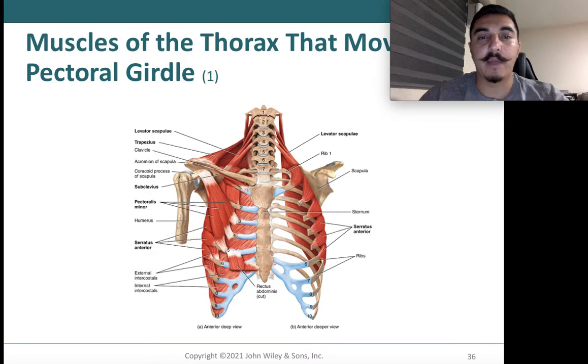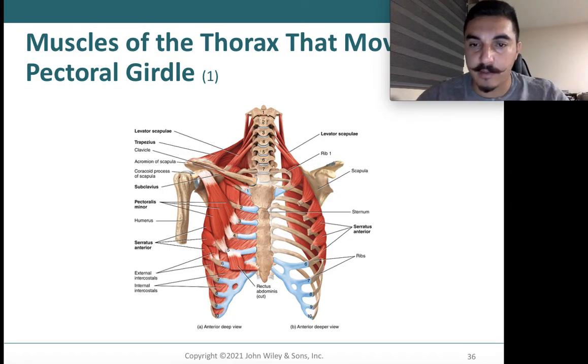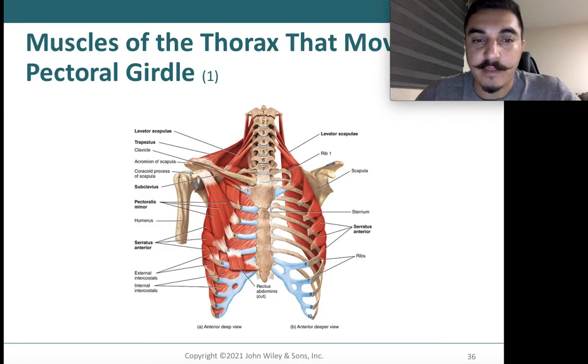Okay, we've got the muscles of the thorax that will move our chest. So again, if you remember, serratus is kind of like a seesaw. It's right here on the right, like a seesaw. Serratus anterior.